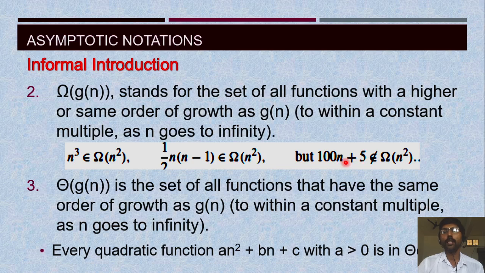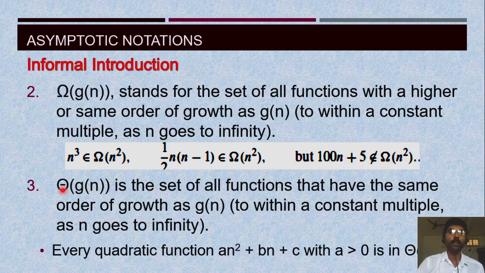Here in this case, n and n square. Our algorithm takes only n linear, but the assumed algorithm takes more time, n square. So it's not belonging to omega here. Only that set of algorithms which take more than or equal to n square is called big omega.